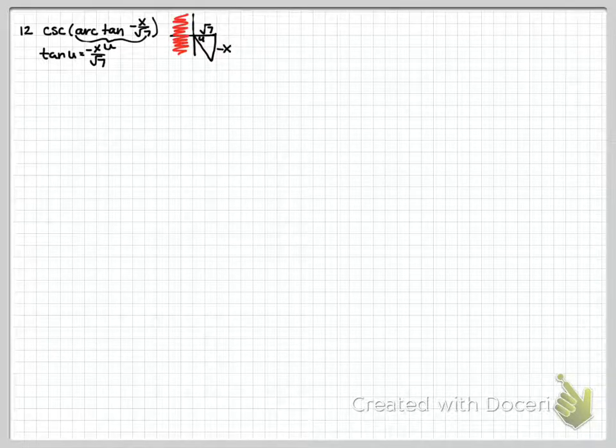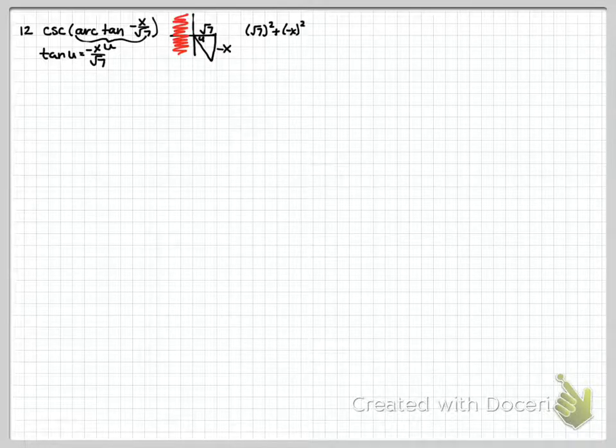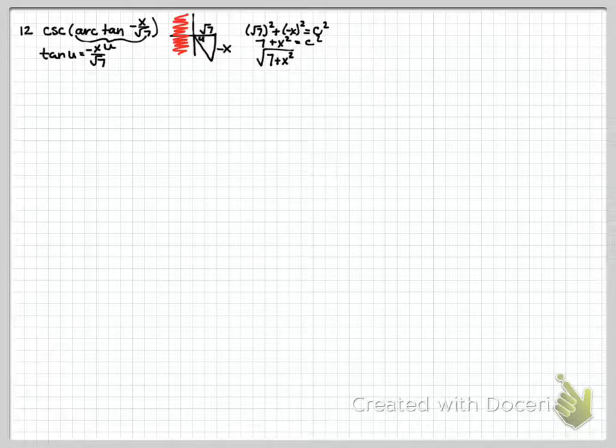Again, our angle's there in the corner. Our Pythagorean theorem is going to be, this is our hypotenuse, so it's going to be square root of 7 squared plus negative x squared equals c squared. Well, square root of 7 squared is just 7. Negative x squared is x squared equals c squared. So our hypotenuse is the square root of 7 plus x squared. You can't do anything with this. Leave it alone. And so that's our hypotenuse.